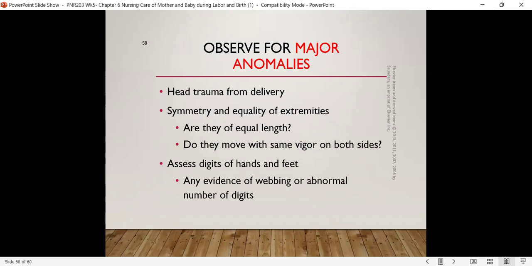And then you want to look at the hands and feet. Are there extra digits? Sometimes an extra digit can grow especially where the pinky is, the smallest finger, and it usually comes out the side of the finger where it has the extra digit. And is there any webbing? Now, all these things can happen.